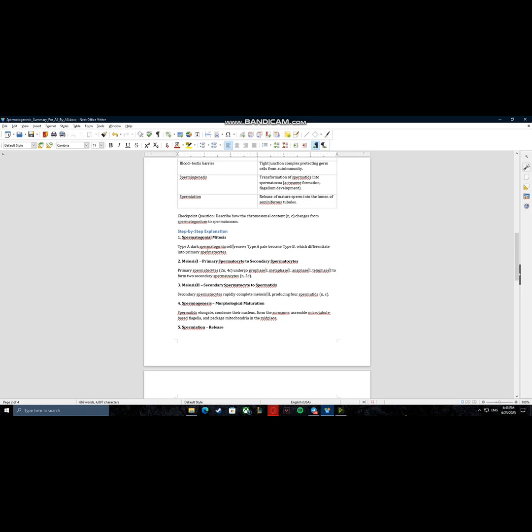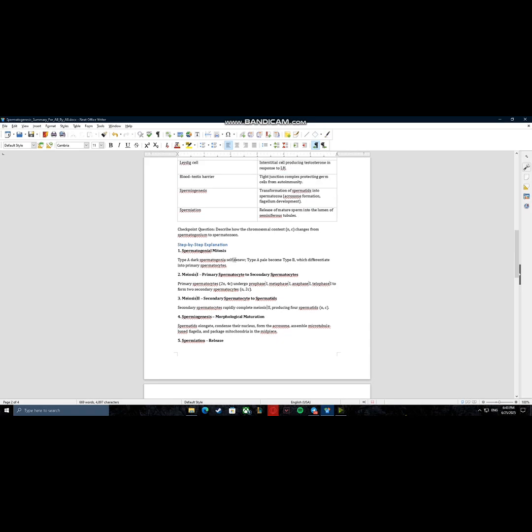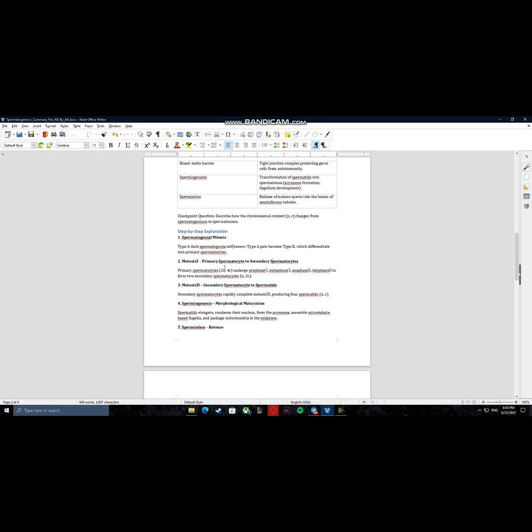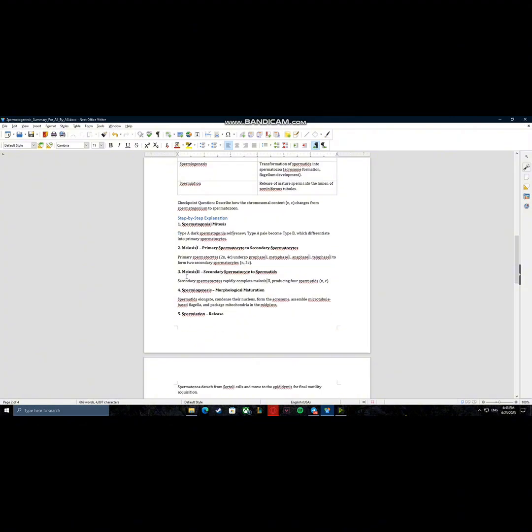Spermatogonial mitosis: Type A dark spermatogonial cells renew. Type A pale become type B, which differentiate into primary spermatocytes. Meiosis I, primary spermatocyte to secondary spermatocyte. Primary spermatocytes, 2N and 4C, undergo prophase I, metaphase I, anaphase I, and telophase I, forming two secondary spermatocytes, 1N and 2C.